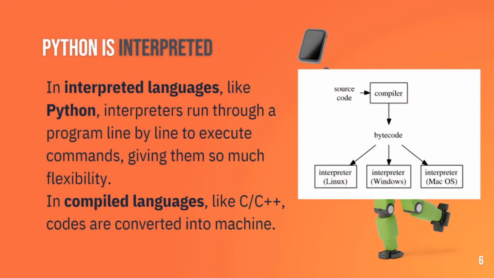Also, the website said that Python is an interpreted language, right? In interpreted languages like Python, interpreters run through a program line by line to execute commands, giving developers so much flexibility. Due to that, it's possible to build computer software, data models, study mathematics, create machine learning algorithms, and web services without any limitations coming from the language itself. Meanwhile, in compiled languages like C and C++, code is all converted directly into machine code, making them more suitable for building interactions with hardware like how we do with Arduino.